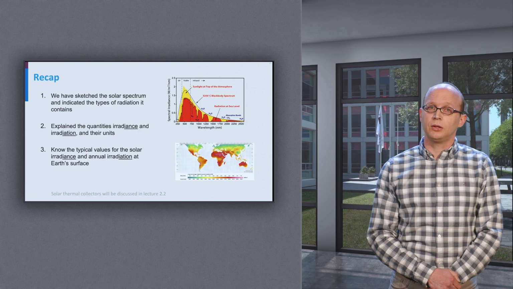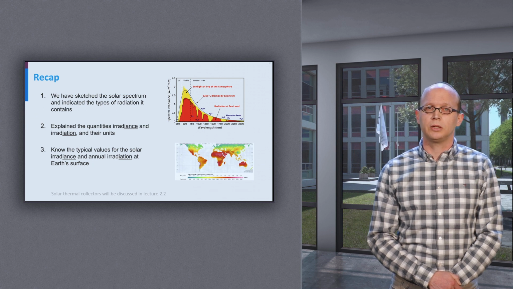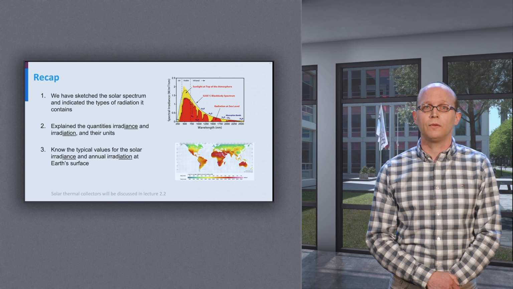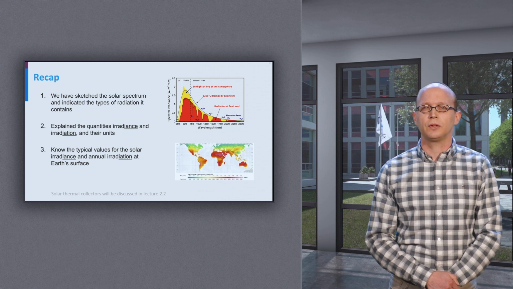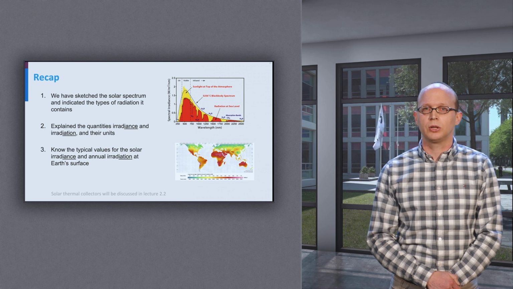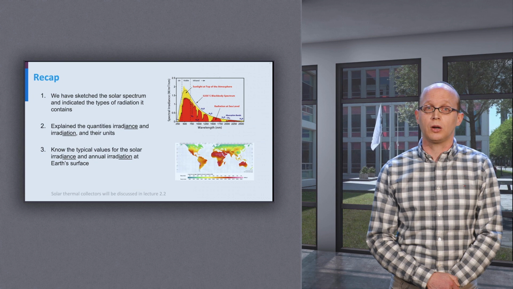This brings me to the end of this lecture. From the fact that the sun is glowing at 5500 degrees Celsius, we can understand that the sun irradiates the Earth with UV, visible and infrared light with an irradiance of 1316 watt per square meter. The annual irradiation on the surface of the Earth varies roughly between 1000 and 2500 kilowatt hour per square meter, depending on latitude and cloud coverage. In the next lecture, we will discuss the technologies used for harvesting this energy.